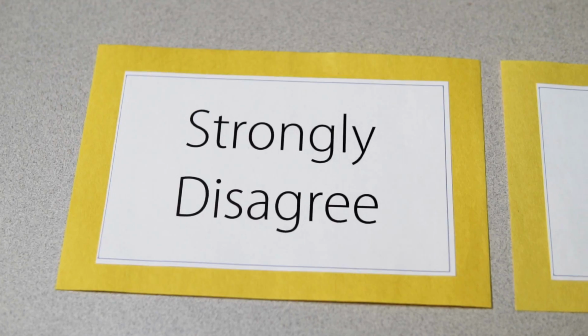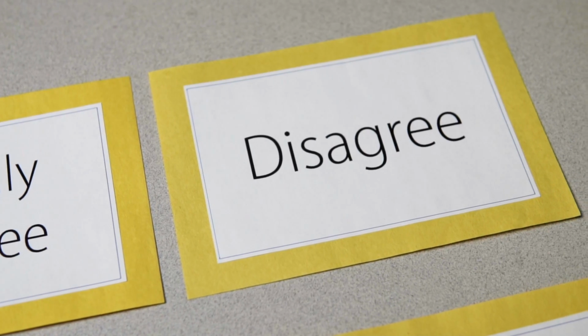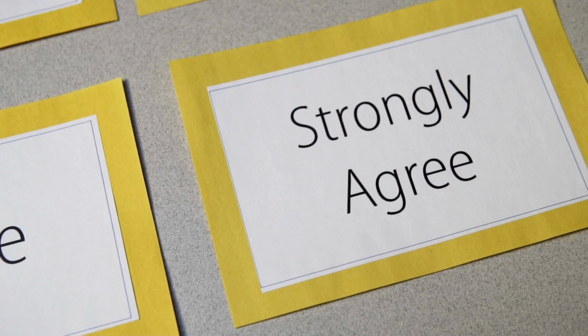So you're going to write up 4 different cards, one that says strongly disagree, disagree, agree, and strongly agree. And then you're going to place these cards, one in each corner of the room. When you have students in the classroom, you're going to read out your statements and have the students pick the corner of the room that best fits their feelings about the statement that you've made.